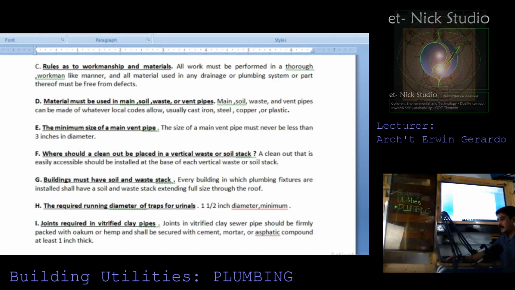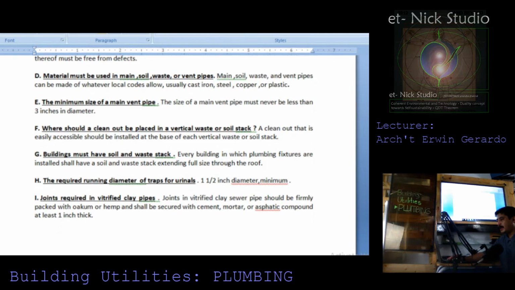What is the minimum size of a main vent pipe? The size of a main vent pipe must never be less than 3 inch in diameter, or it is equivalent to 75 millimeter.